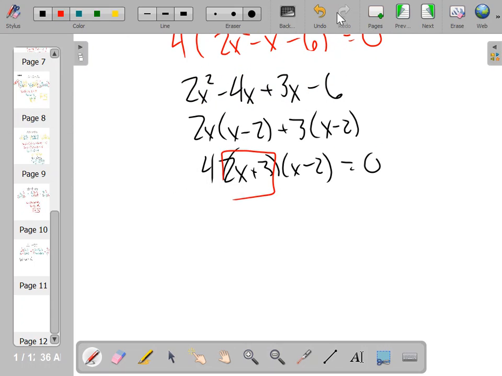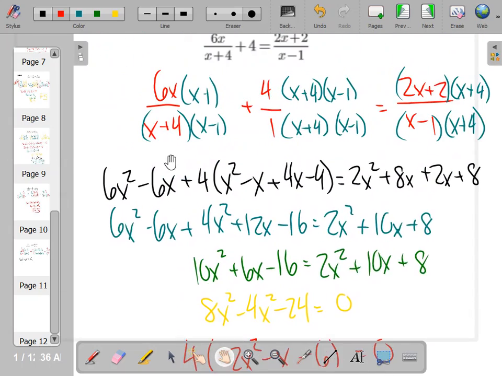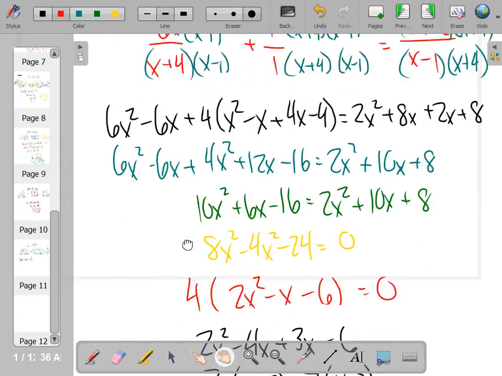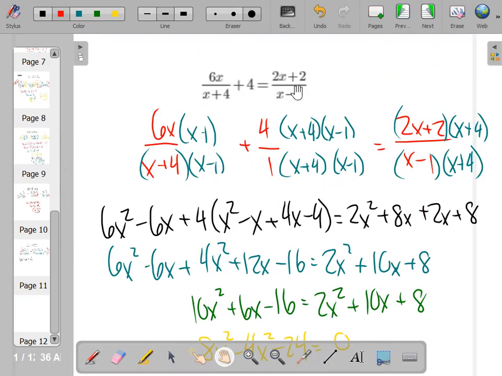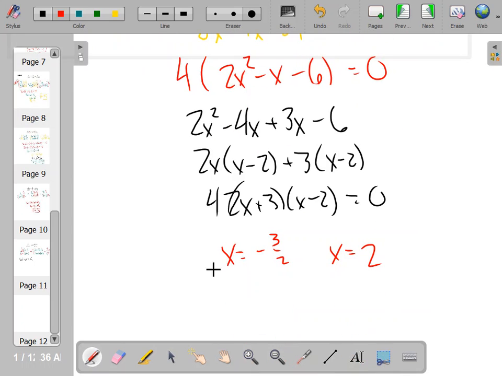So now when does this factor equal 0? That'd be negative 3 halves. And when does x minus 2 equal 0? At 2. Those both work? Yeah, I think so. The extraneous solutions would be negative 4 and positive 1. So negative 3 halves works and positive 2 works.